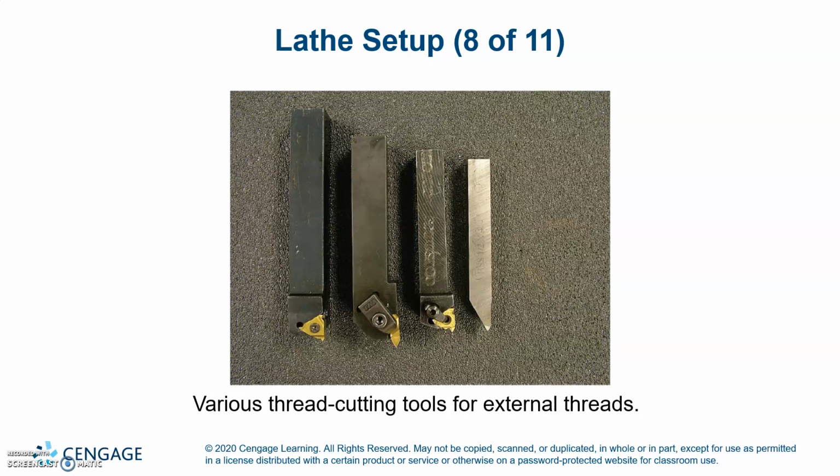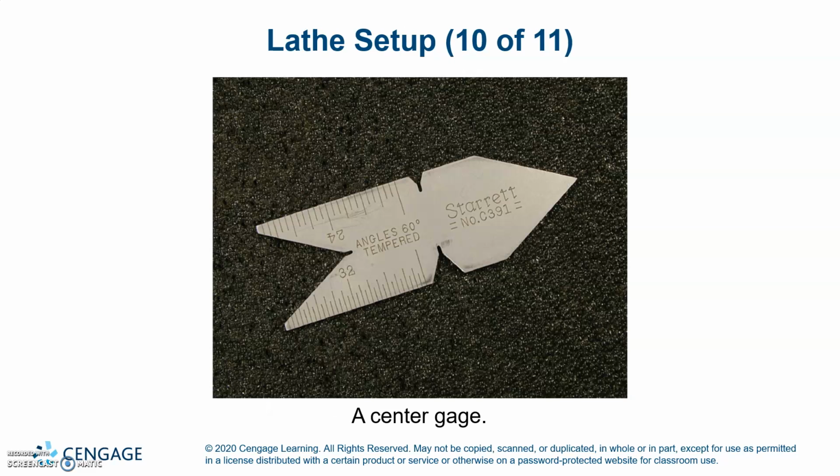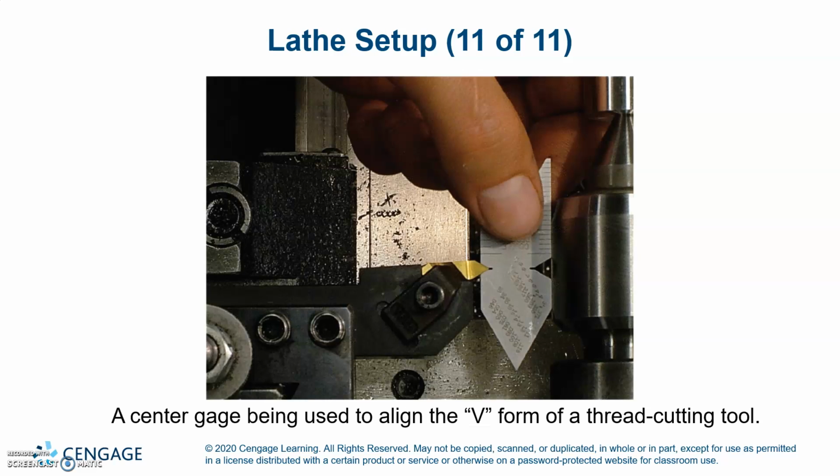Various thread cutting tools for external threads. Various thread cutting tools for internal threads. A center gauge. Center gauge being used to align the V form of the cutting threading tool.